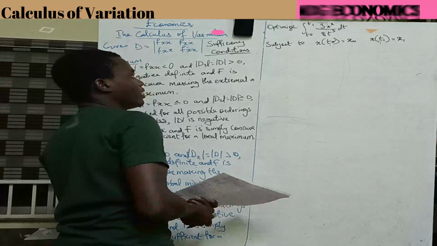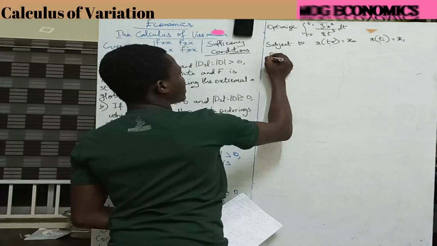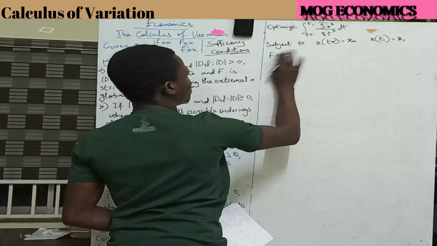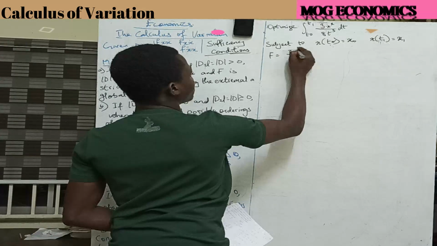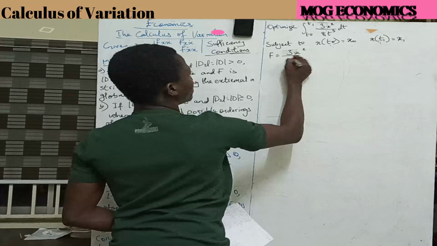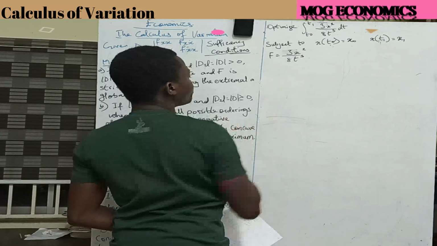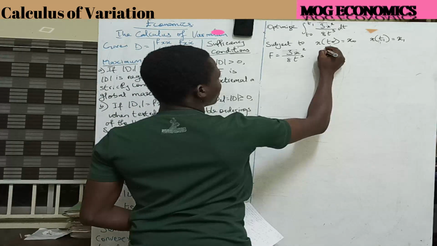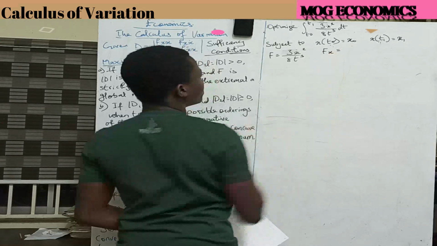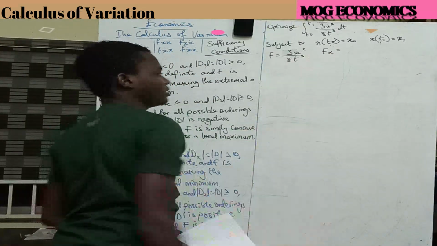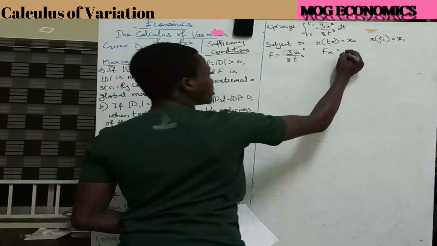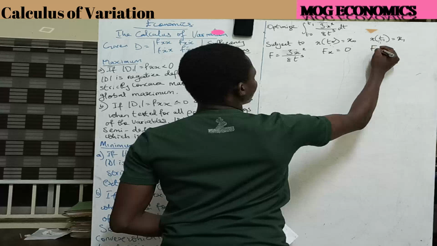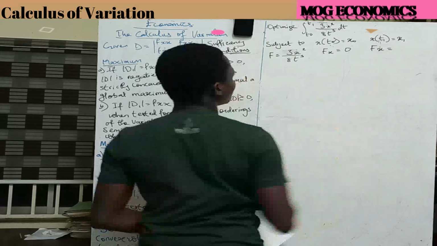So here a functional is what is inside the integral. So we have 3x dot squared divided by 8t cubed. So we find our f_x. If you look at it, there is no x in this place, right? So f_x is just 0. All right. Then we look for f_x dot, the one with the dots.